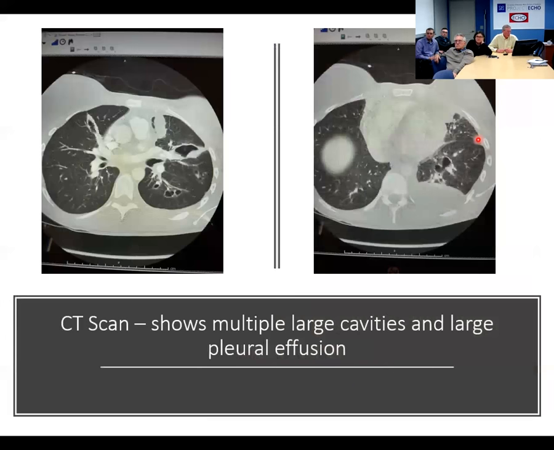And these are two levels through her chest. This is the left side of her lungs. And this is a 25-year-old girl. She should have healthy lungs. She's got big cavities. This is just one of many views. She has multiple cavities on her chest x-ray.